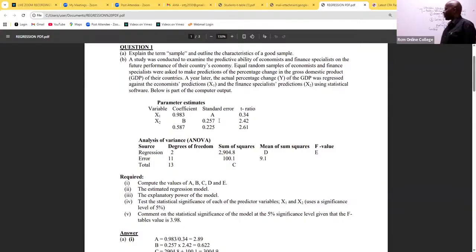Yeah. Remember the constant had a t ratio of 0.34. So here we have 0.34. Yeah, that is our A. And then our x1 has 2.42, and then we have our x2. X2, ladies and gentlemen, has a t ratio of 2.61, t ratio.